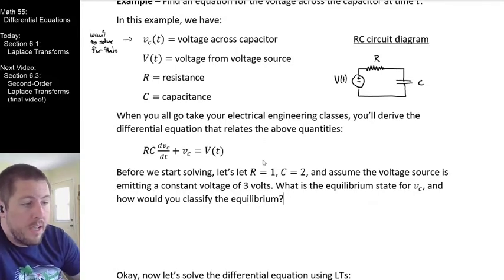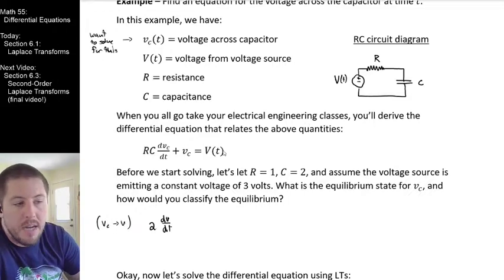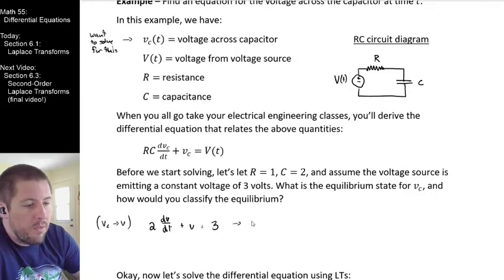So what I'm seeing here is if R is 1 and if C is 2, then we're just going to get 2 dV/dt. And by the way, I'm just going to write V sub C as just V because we're about to not write V anymore. We're just going to let it be 3. This should be plus V equals 3. So if I rewrite this, this looks to me like 2 dV/dt equals 3 minus V.